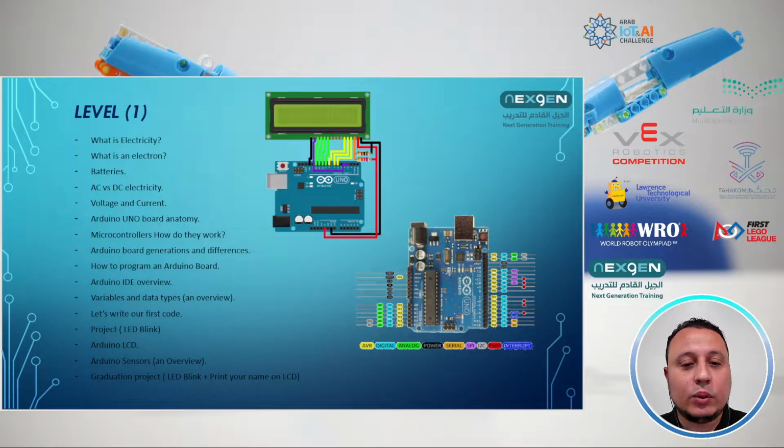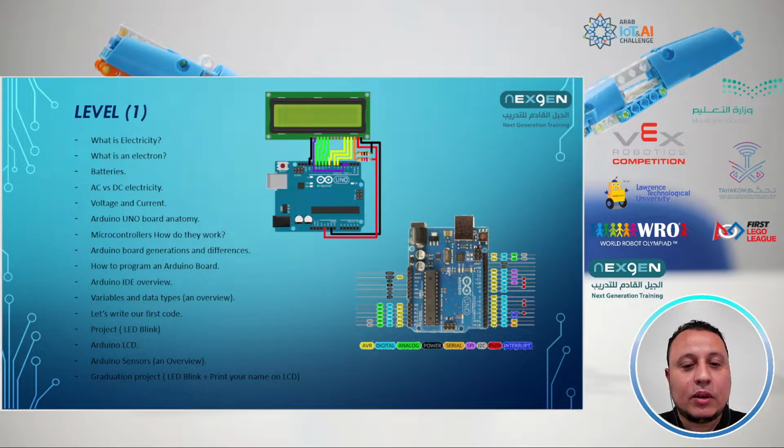Then we will go to microcontrollers, how they work, Arduino board generations and differences. What are the differences between different generations of Arduino? Because the one that is in the image here is called an Arduino Uno board, but there are other kinds and generations of Arduino boards. So how are they different from each other, and when to use this or when to use that one, and so on.